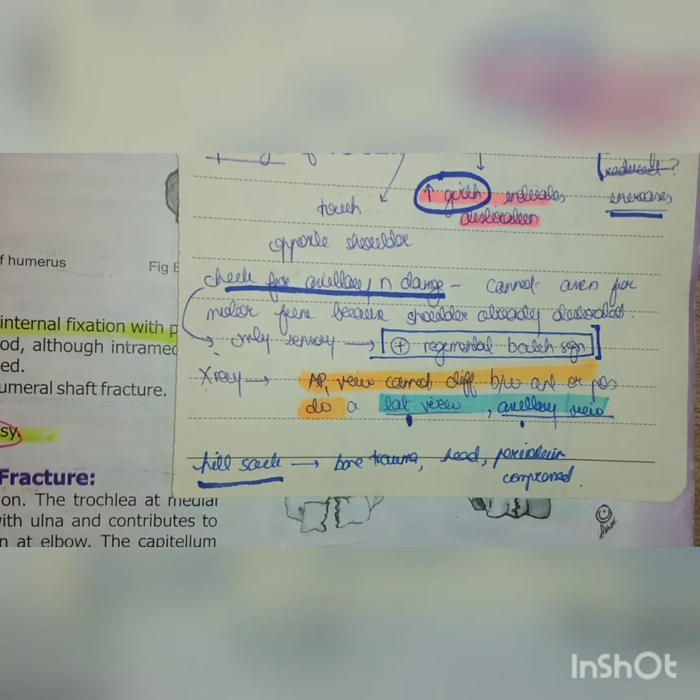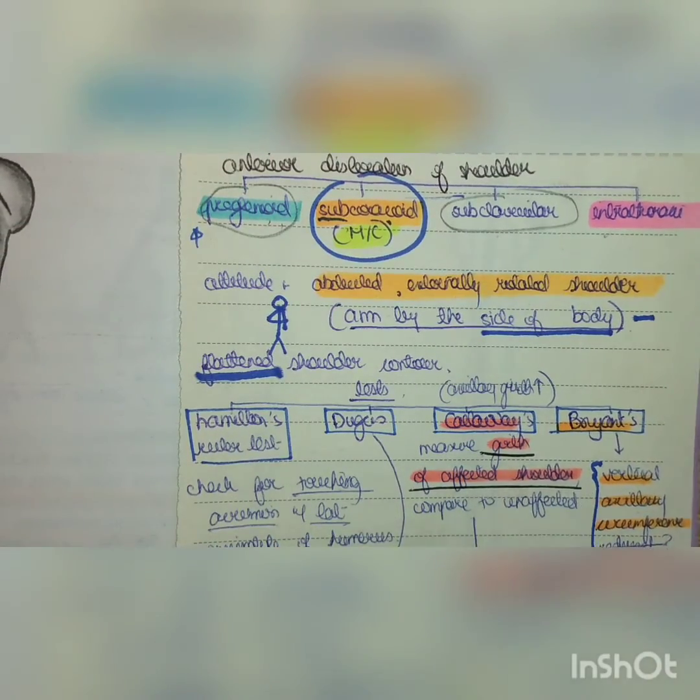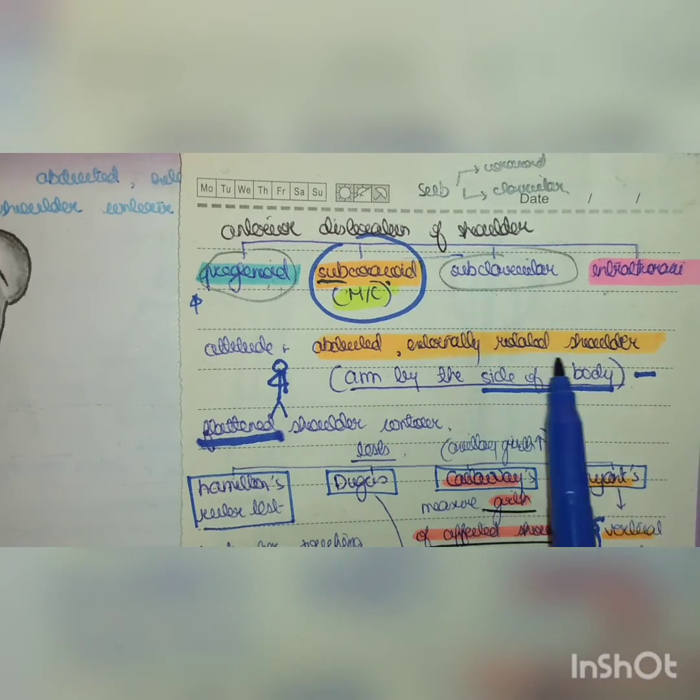So these were the basic notes of anterior shoulder dislocation, the basic tests and the types, and how the patient is going to present with an abducted and externally rotated shoulder.